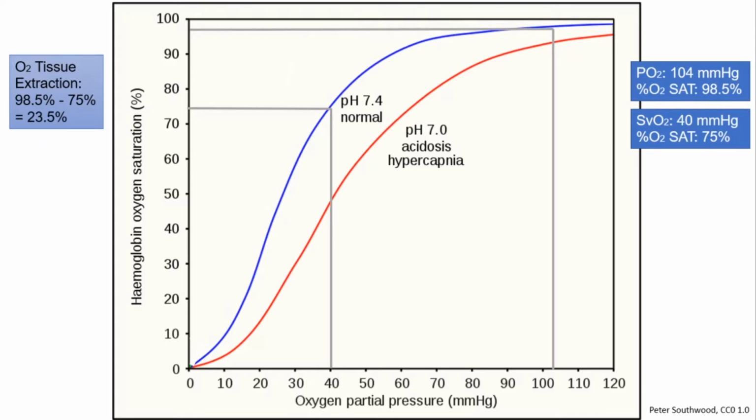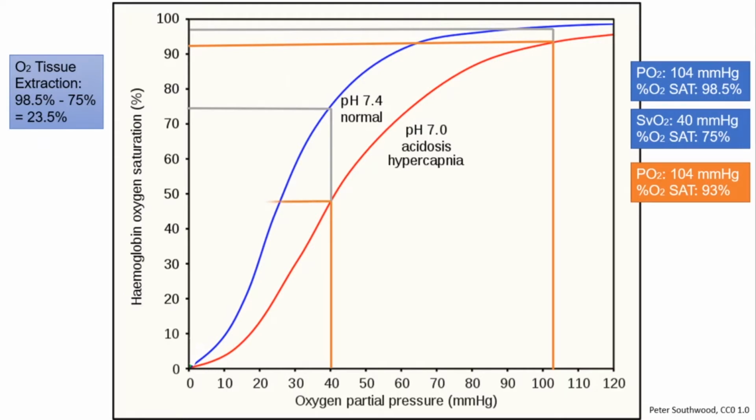If you want to see the first point in this curve, which is the blood vessels coming out of the lungs, again 104 mm of mercury would correspond to 93% of oxygen saturation. So we can see already that there is some difference. And also, if we want to know the venous oxygen saturation in the acidosis state, it is 40 mm of mercury, and that will correspond to 48% of oxygen saturation.